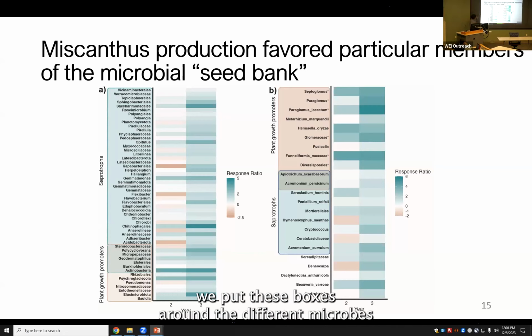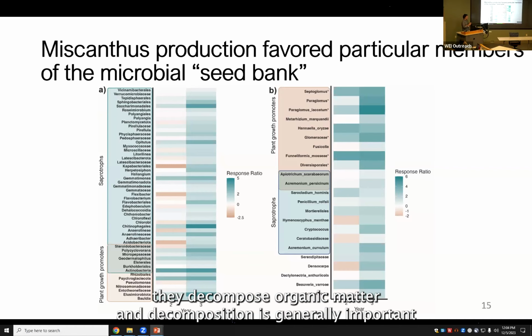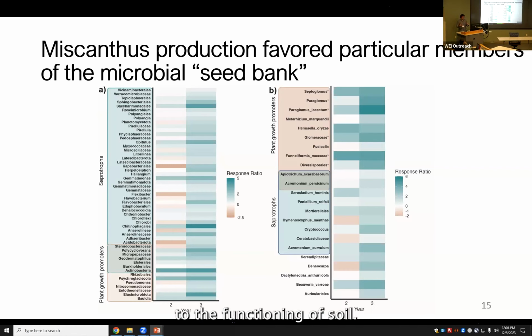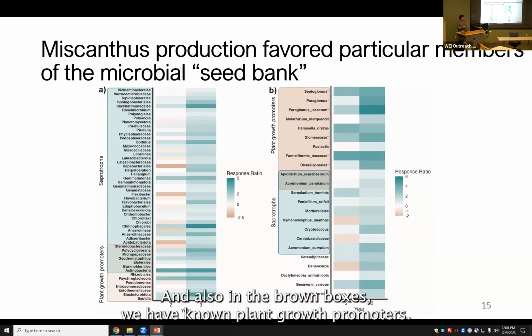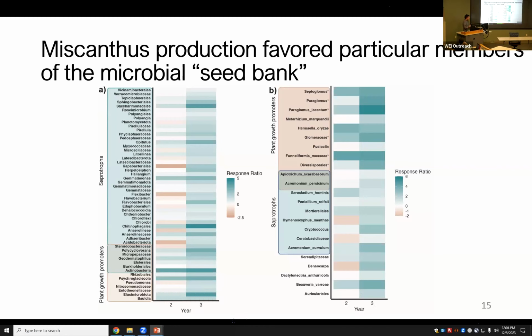We put these boxes around the different microbes to emphasize saprotrophs, which are microbes that decompose organic matter, and decomposition is generally important to the functioning of soil. And also in the brown boxes, we have known plant growth promoters. So again, Miscanthus, this giant grass, is recruiting these beneficial microbes to its roots, which will benefit the plant and also benefit the soil in which it grows.